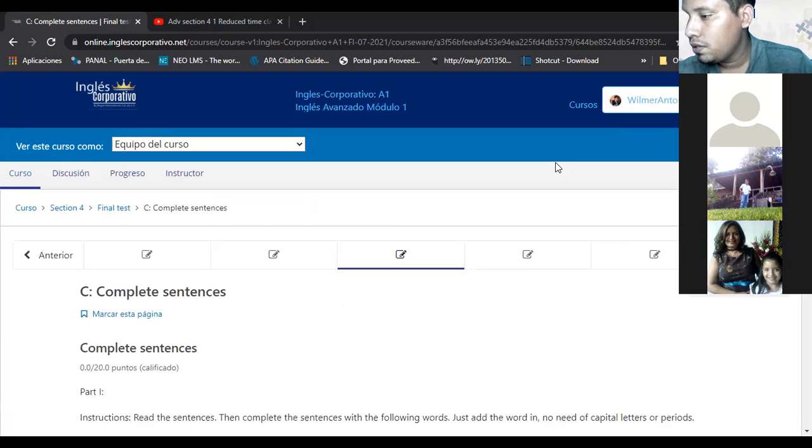I think the problem about the certificate is for everyone, because I already finished all my exercises and I don't have the option to download the certificate. But it's supposed that at the end, in the final test, if you have the 80%, you have a button, and it says something like request certification. But let me ask, because I'm lost with this.